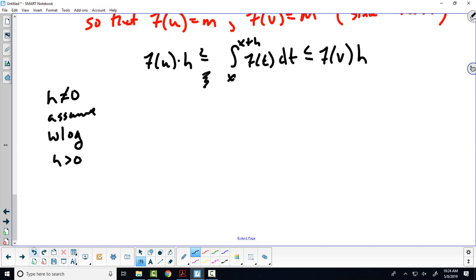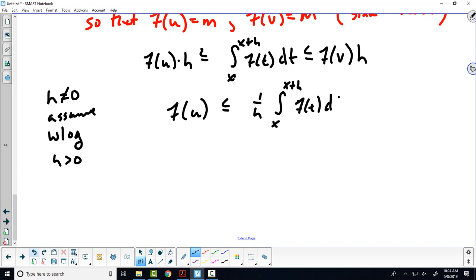h is positive. So when I do so, I get f of u is less than or equal to 1 over h times the integral from x to x plus h of f of t dt, which is less than or equal to f of v. So the minimum value is less than this quantity, which is less than the maximum of the function. Okay, does everyone see what I did here? I just divided this h into each term. How come I knew I could leave the direction of the inequalities the same? Because I assumed that h was positive.